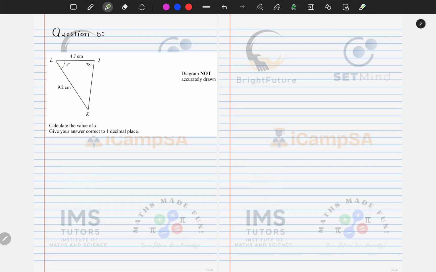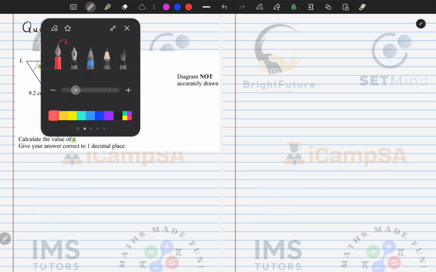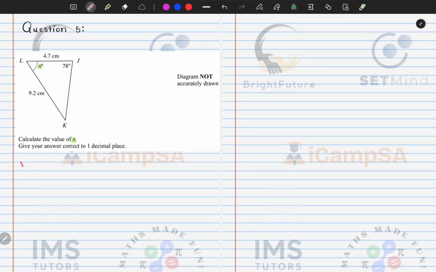Okay, let's have a look at question number 5, where we are required to calculate the value of x, and x happens to be the angle L. The first question we need to ask ourselves, as we look at problems like these, is: what are we given? Because depending on what we are given, we will determine what we will use. But for this segment, we are focusing on the sine rule, so the pattern will be more the same than different.